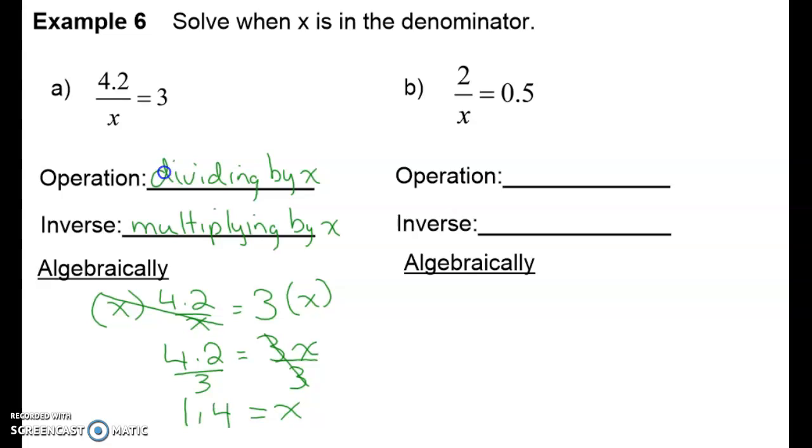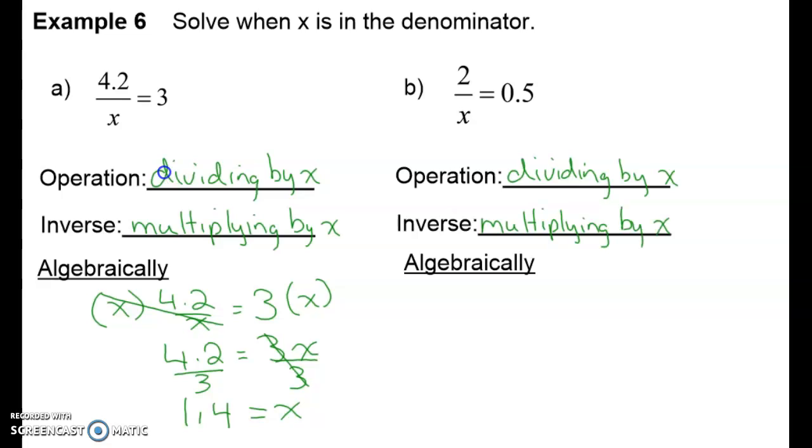Example B is similar here. 2 divided by x equals 0.5. Again, we're dividing by x. So the inverse is multiplying by x.